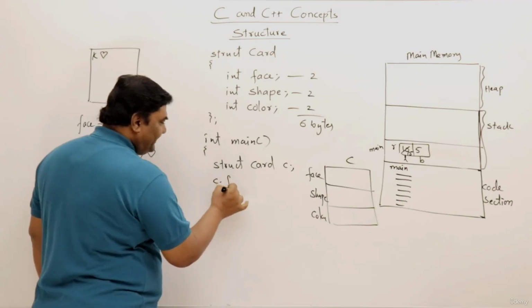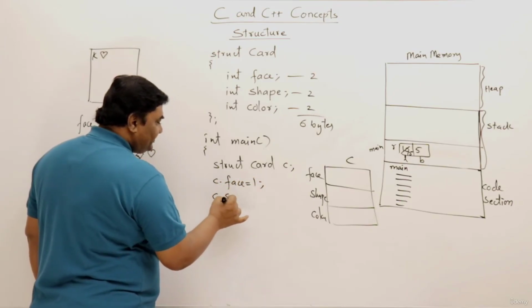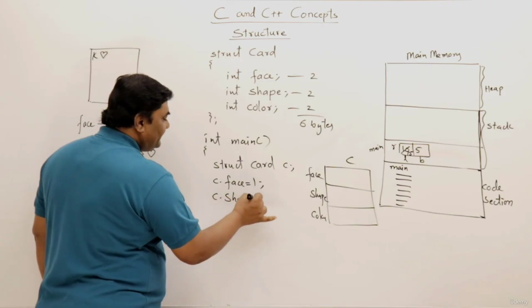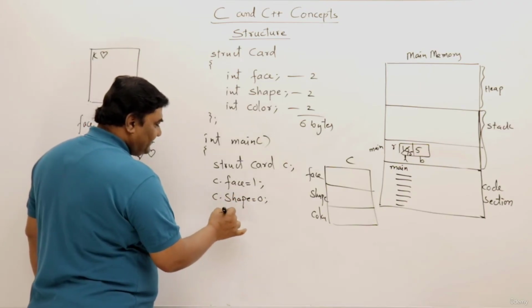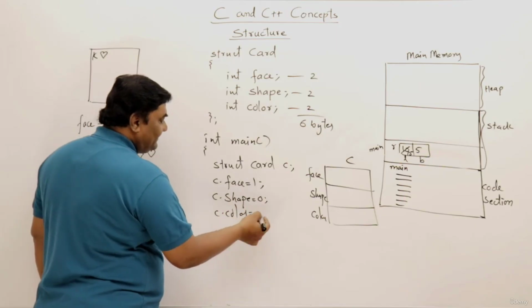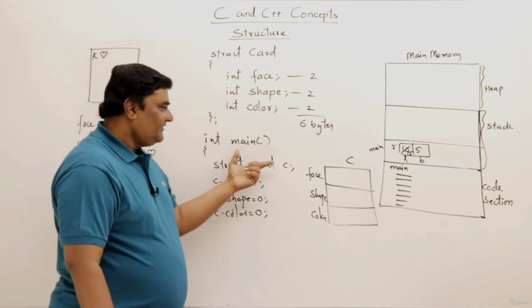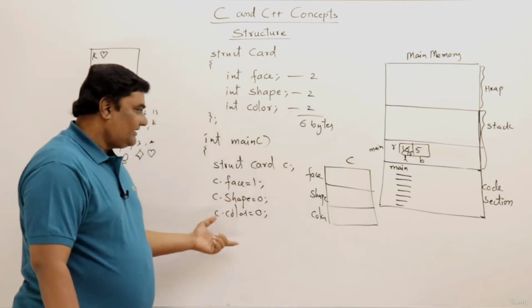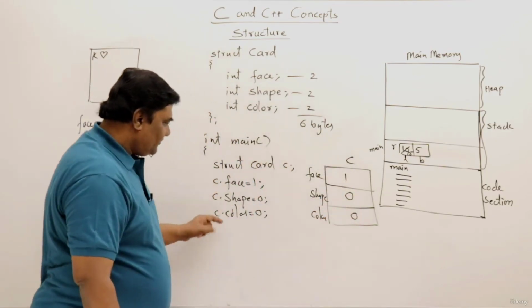I can say C dot face assign ace, so for that I will write 1. C dot shape, the shape is suppose 0, so this is for club or clover. Now C dot color, this is black color definitely, so this is 0. So this is how I can create a variable of type structure, and I can initialize its member. So this will be 1, 0, 0. So you can see that I am using the dot operator.